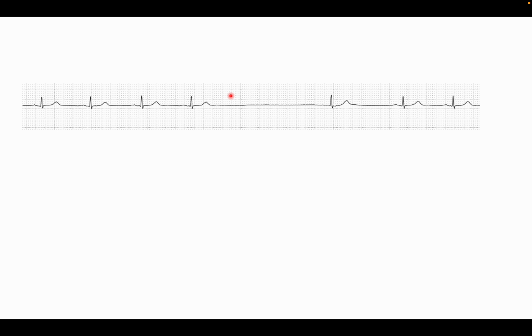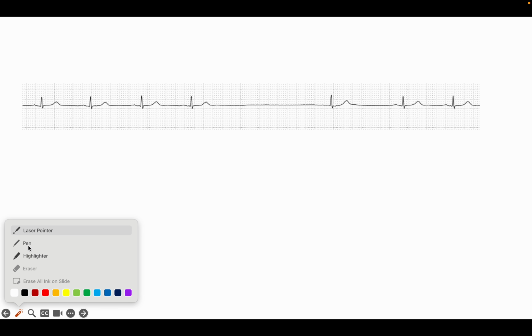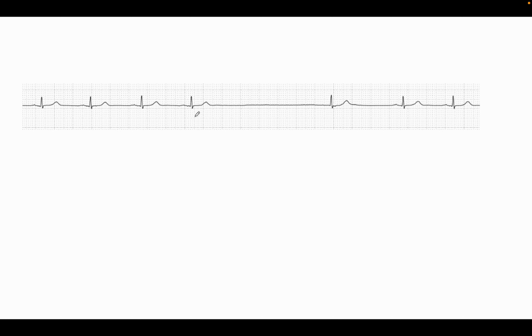So this is our first example of a sick sinus syndrome. If I get my pen out, we can go through it. The first most obvious thing that's sticking out is this massive pause here. It looks like a 3-second pause, and we can see that the sinoatrial node is firing because we can see a P wave followed by a QRS followed by a T wave.